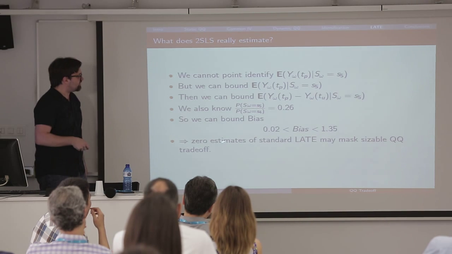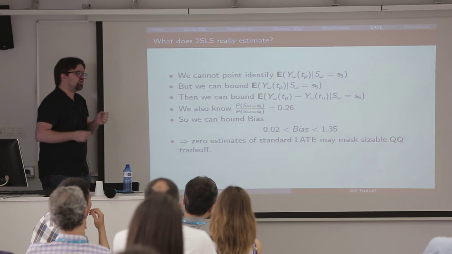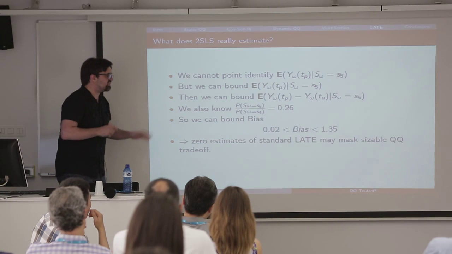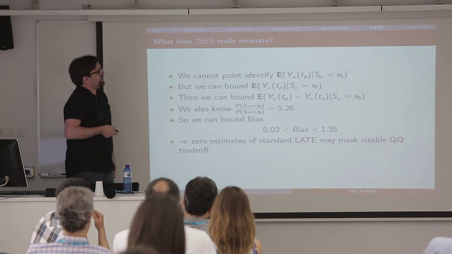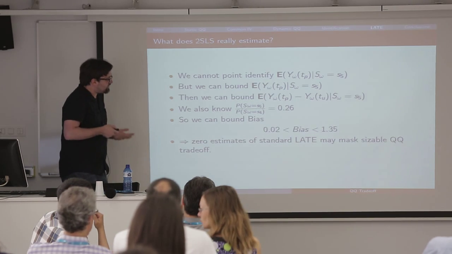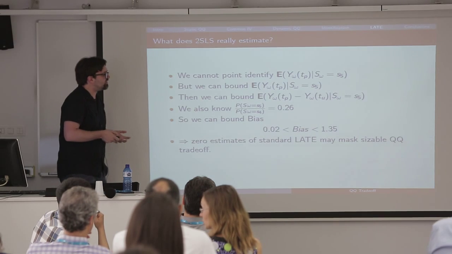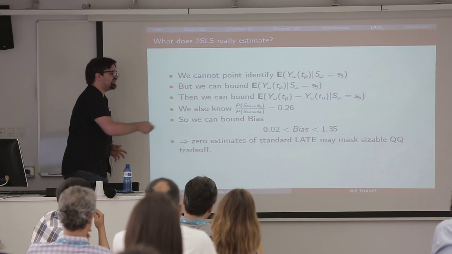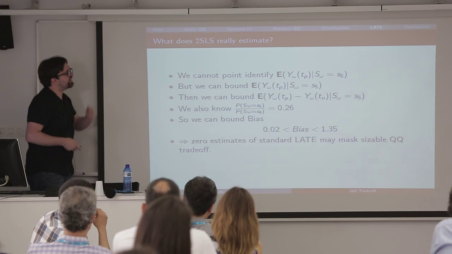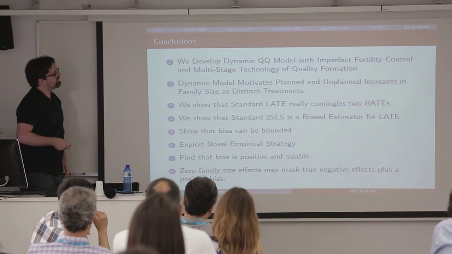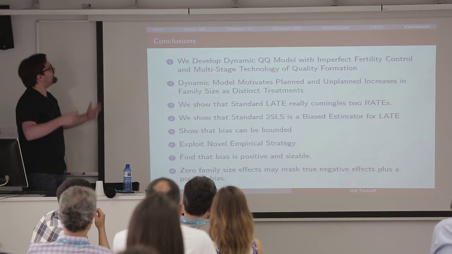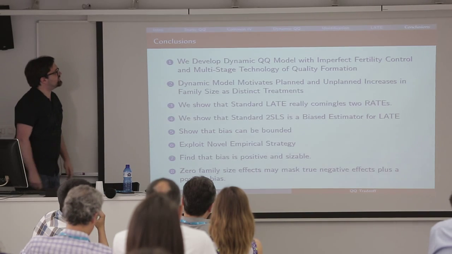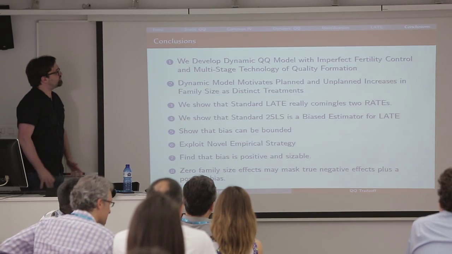Long story short, if you're getting a 0 estimate of the quantity-quality trade-off by using the same sex instrument, you actually may be masking a true trade-off contaminated by this positive bias that comes from the unplanned kids that are in type 5. To summarize, we develop a dynamic quantity-quality model with imperfect fertility control.